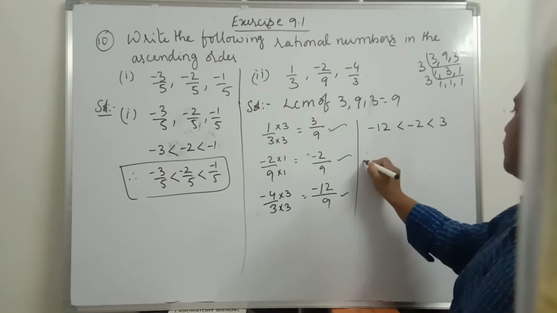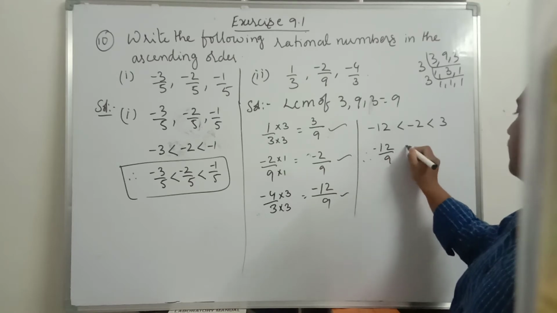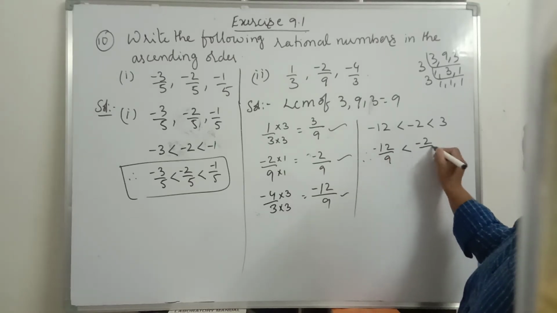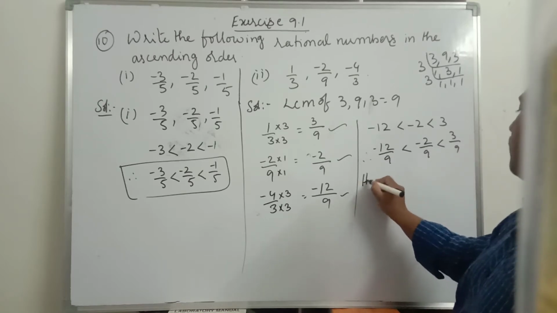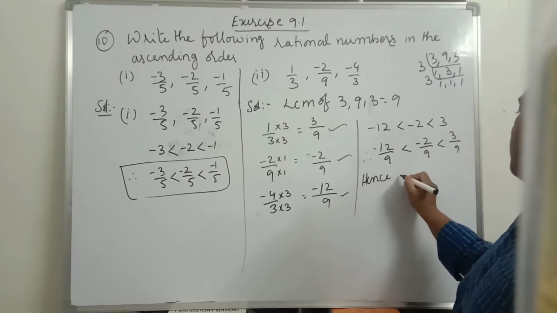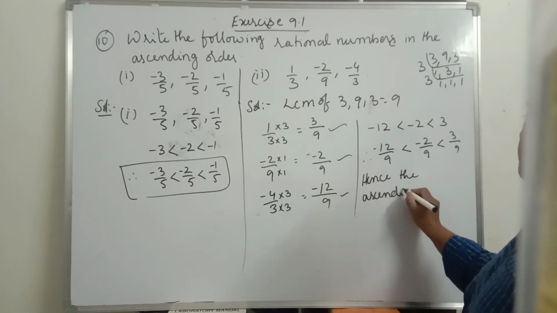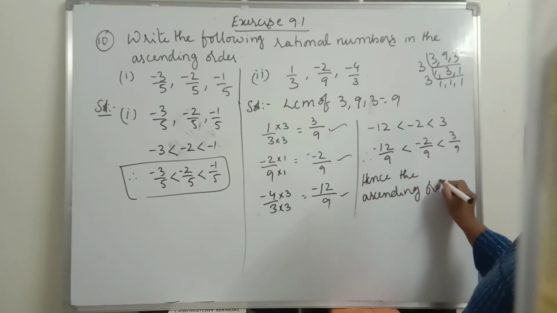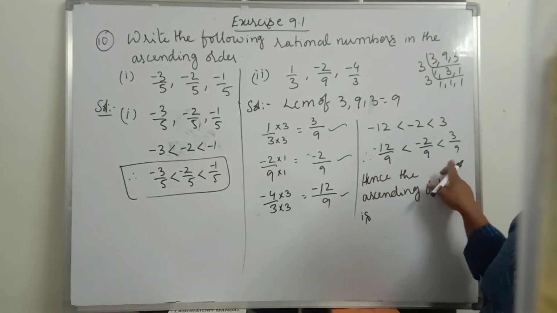Therefore, what are the fractions? It is minus 12 by 9 is less than minus 2 by 9 is less than 3 by 9. Hence the ascending order is this. So these are the modified rational numbers.